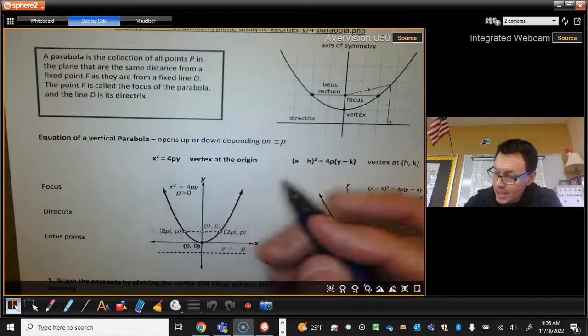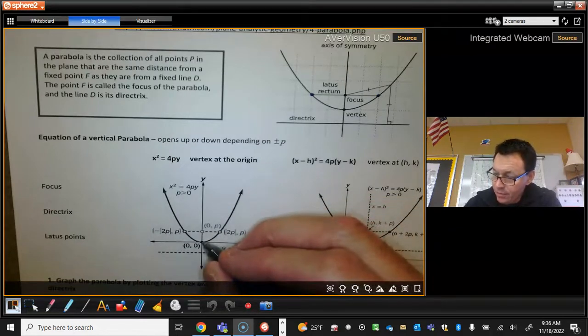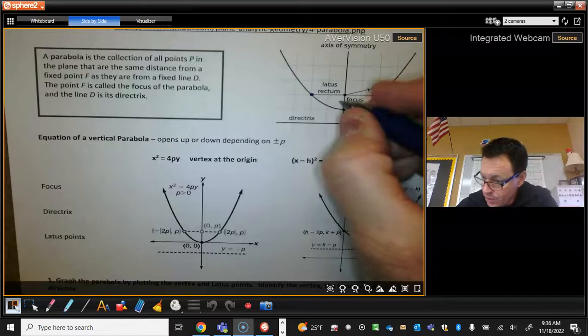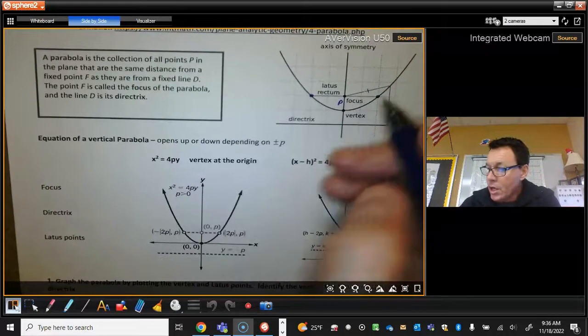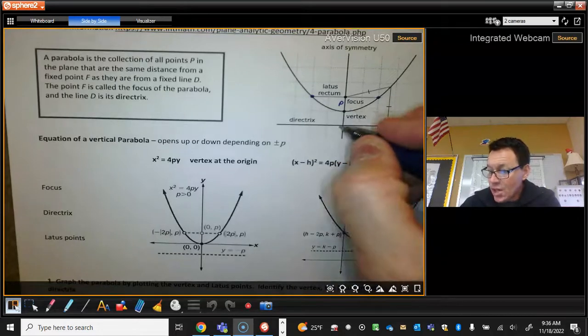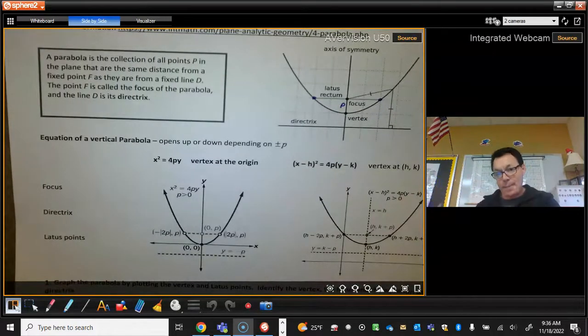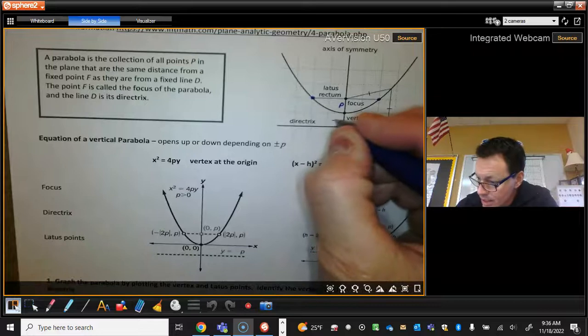that number is the distance between the vertex and your focus. So right here, this distance is p. The directrix is also p, but it's in the opposite direction. So this is kind of like negative p.